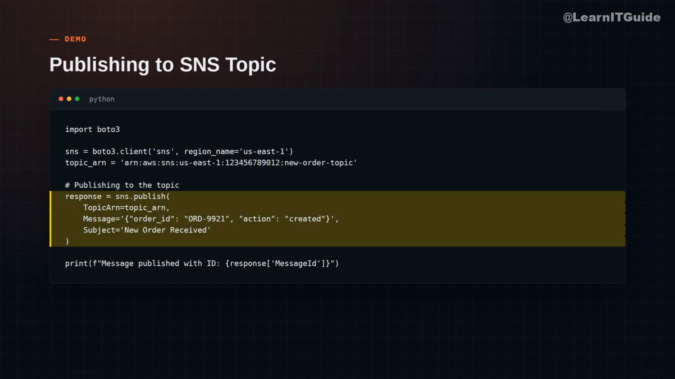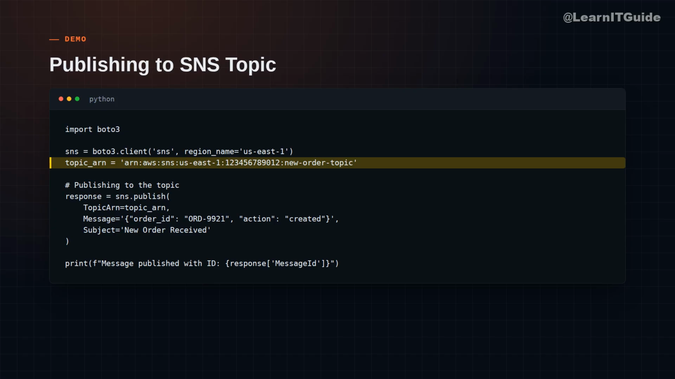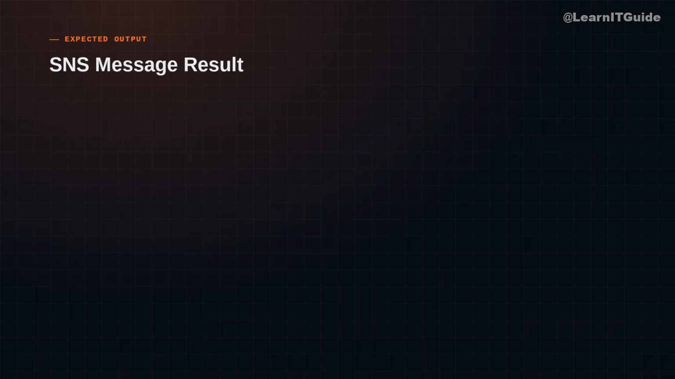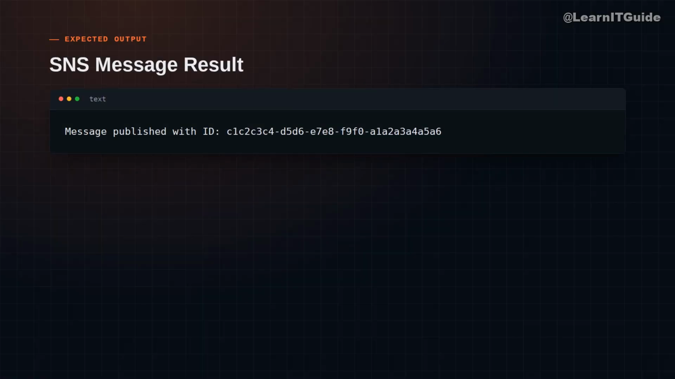Now let us look at the SNS approach. Notice we are publishing to a topic ARN instead of a queue URL. When we run this code, SNS immediately takes that message and pushes it to every single subscriber. If you have 10 subscribers, SNS sends 10 copies. You do not need to manage the consumers here. SNS handles the delivery logic for you. The output here is the message ID from the SNS publish action. This confirms the notification has been broadcast to all active subscribers. The service has completed its job the moment it accepts the message.